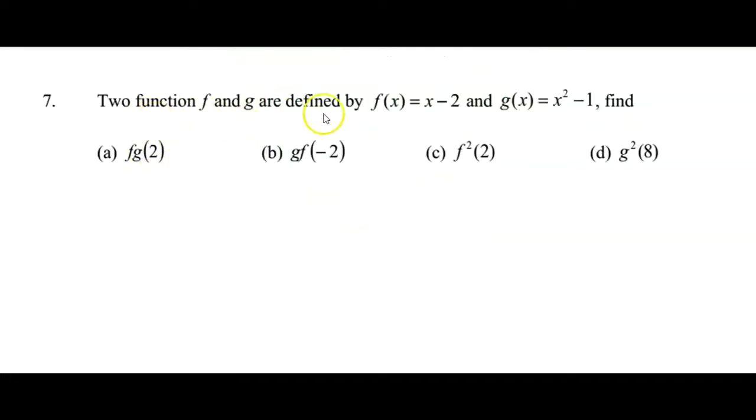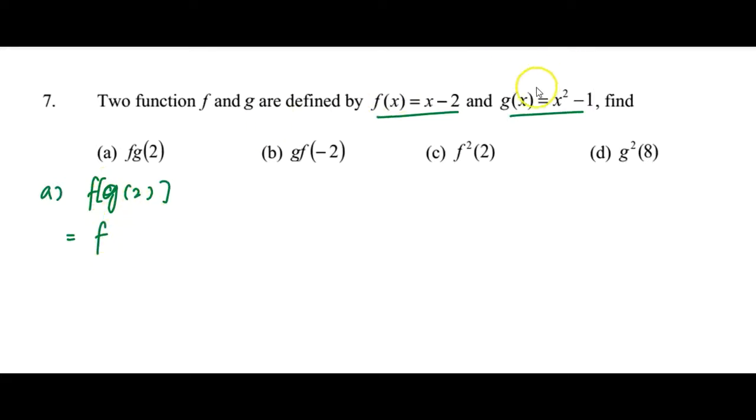So for this question, you have two functions given, f(x) and g(x). Now you need to find fg of 2. So for fg of 2, I would like to put the g of 2 into the bracket first. And then after that, find g(2).